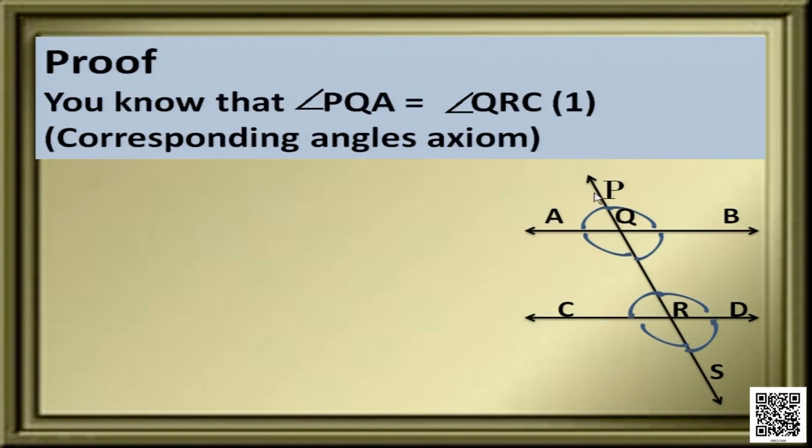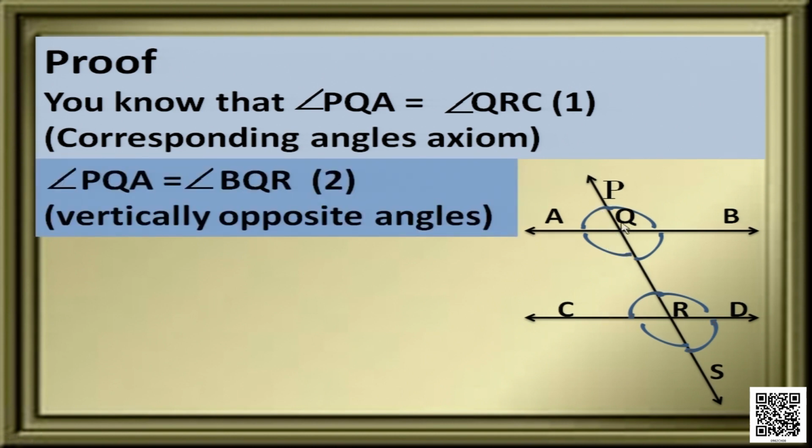As you know, angle PQA is equal to angle QRC. Why? Because they are corresponding angles, AB and CD are parallel and PS is the transversal. So by the corresponding angle axiom, we can say that angle PQA is equal to angle QRC. Then PQA angle and BQR angle, what are they? Why are they equal? They are vertically opposite to each other. So they are equal. So from equation 1 and equation 2, what do we see?